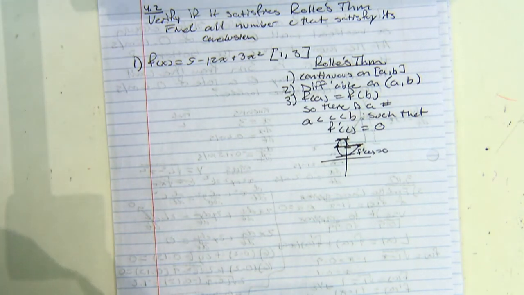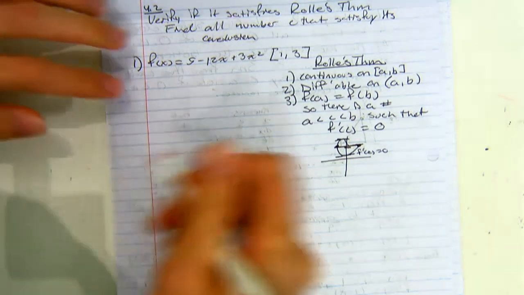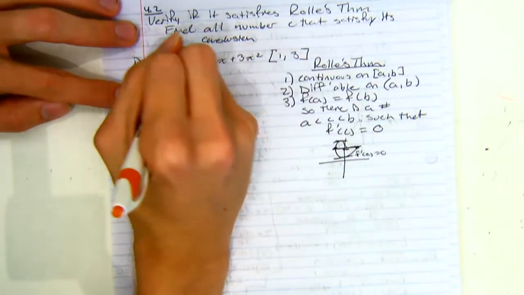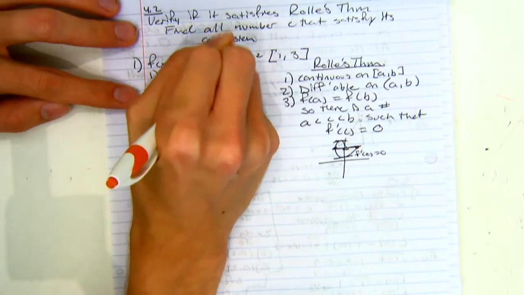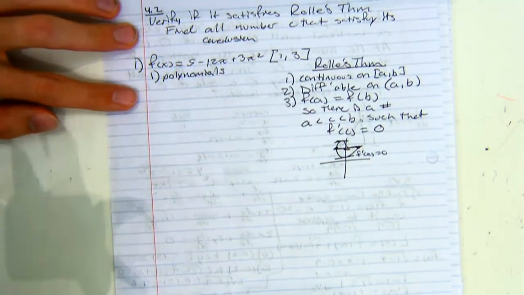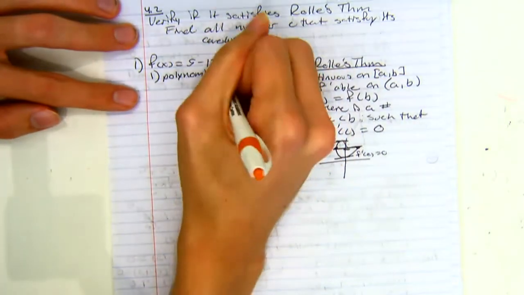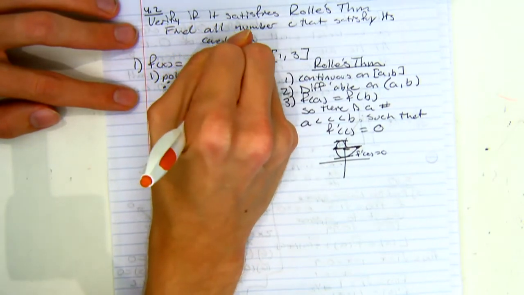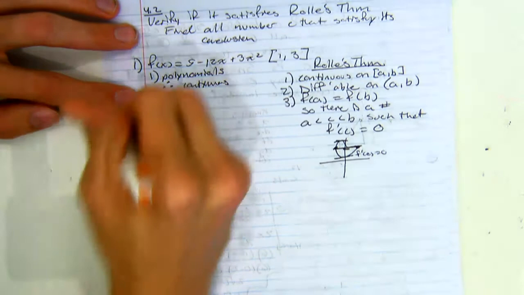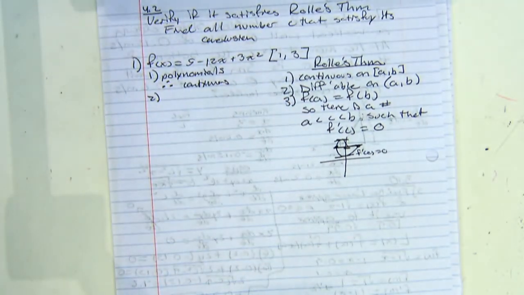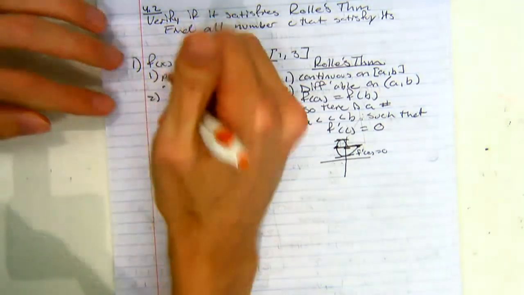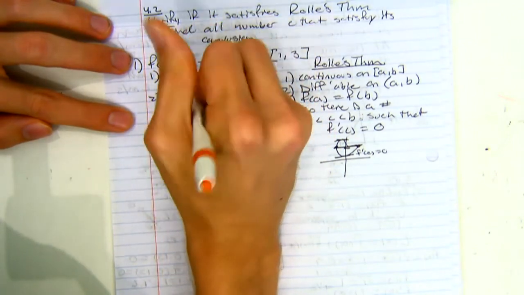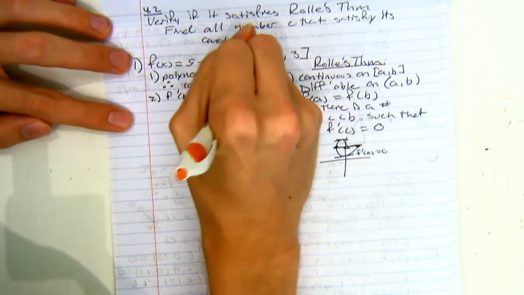So we first got to make sure that it's continuous. Polynomials are continuous at infinity. So I know it's a polynomial, so therefore it's going to be continuous. And then differentiable. We could go ahead and take the derivative because we're going to need that anyways. So 12 plus 6x. All right.